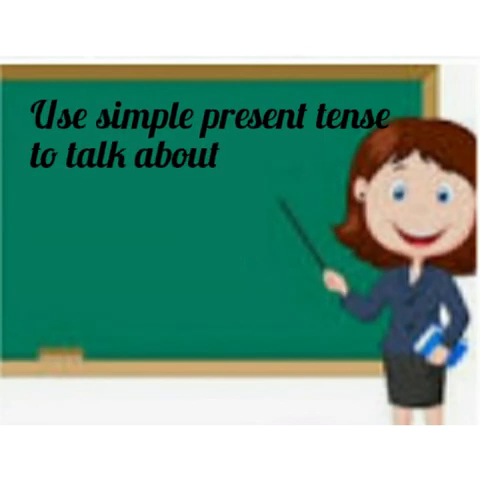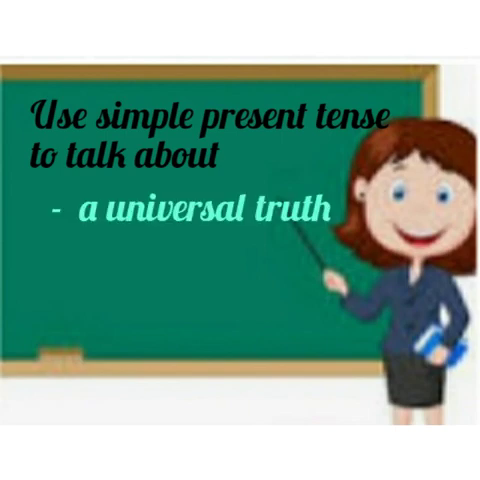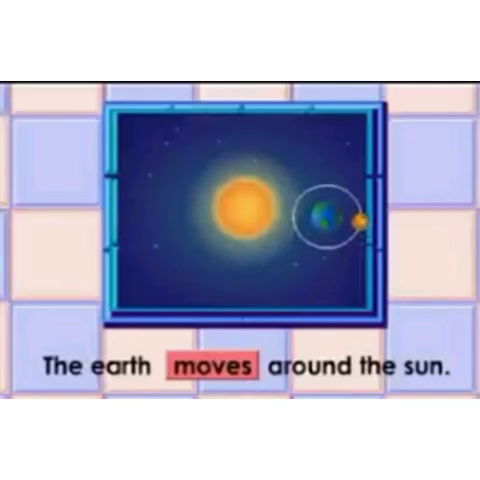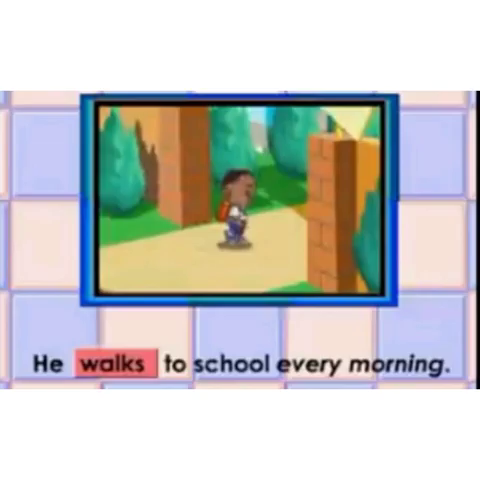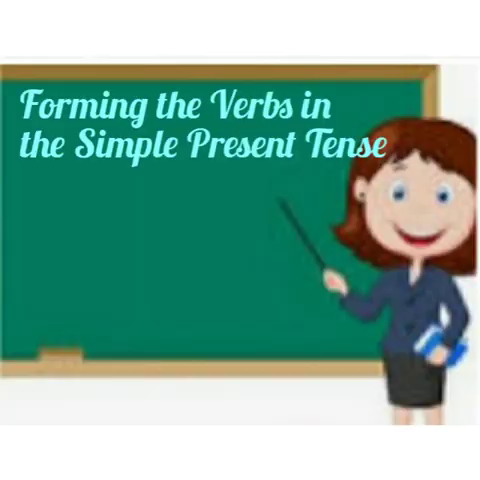We also use the simple present tense to talk about a universal truth. For example, the earth moves around the sun. Also to talk about a habit or routine. For example, he walks to school every morning. Now let's see the forming of verbs in the simple present tense.